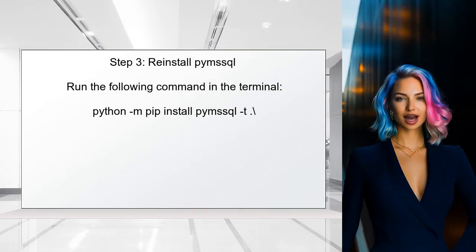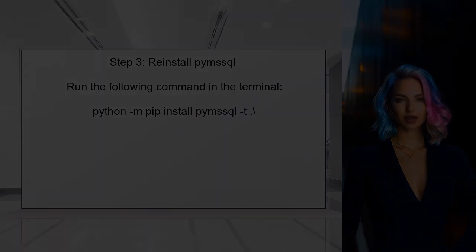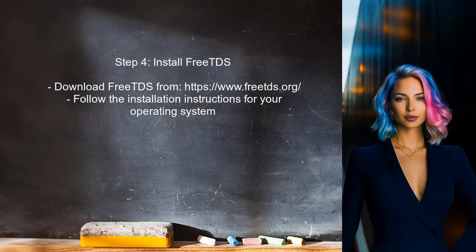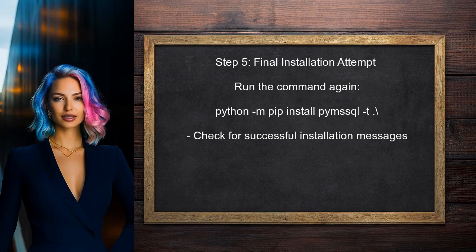Next, the user should try to install pymssql again using pip. They can do this by running the same command in the terminal as before. If the installation still fails, the user may need to install additional dependencies. Specifically, they should ensure that FreeTDS is installed, as pymssql relies on it for database connectivity. Finally, after installing FreeTDS, the user should attempt to install pymssql one more time. This should resolve the issue and allow for a successful installation.